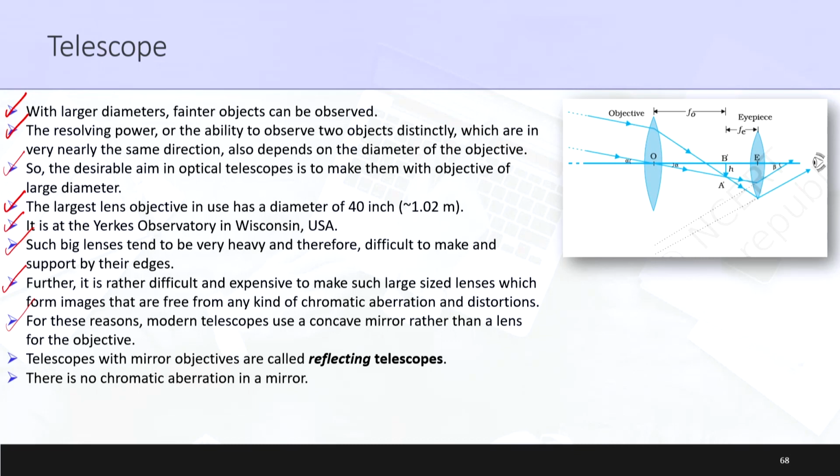Telescopes with mirror objectives are called reflecting telescopes. So, you can just remember this, that reflecting telescopes are telescopes with a mirror objective. Basically, if a mirror is being used in place of these lenses, then that division of telescopes is called reflecting telescopes. Fine. There is no chromatic aberration in a mirror. So, what is this chromatic aberration? You don't need to remember it now. You can understand chromatic aberration as errors which happen in telescopes, in the positions of the image being formed after the light enters through the objective, through the eyepiece and so on. Fine. So, this is also done.